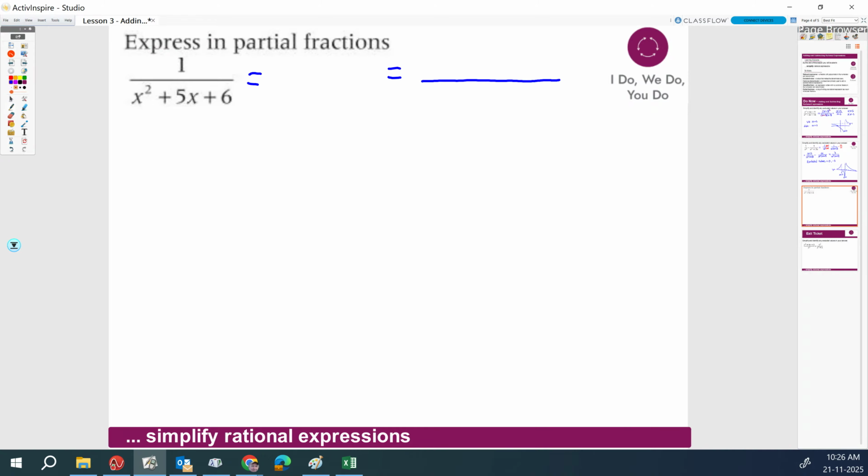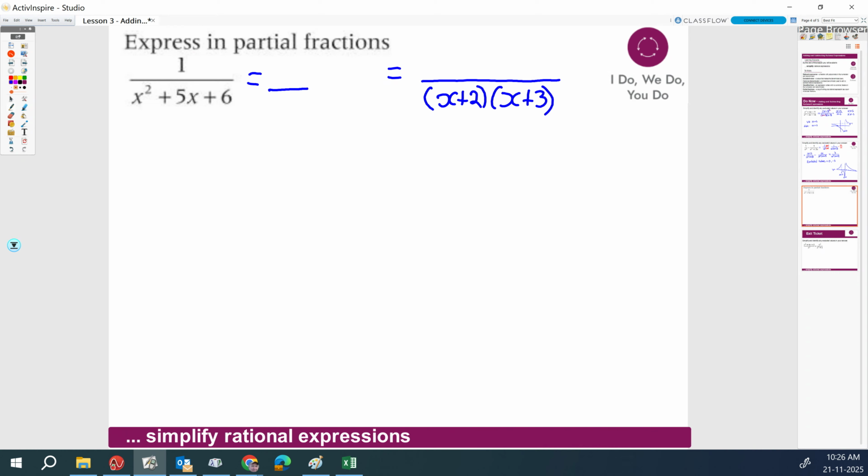Can we factor this? Yes, you can. 3 times 2 is 6, 3 plus 2 is 5. So it's x plus 2, x plus 3.